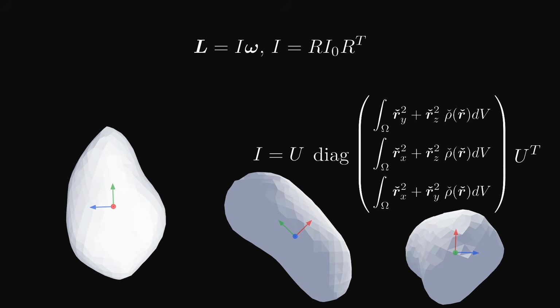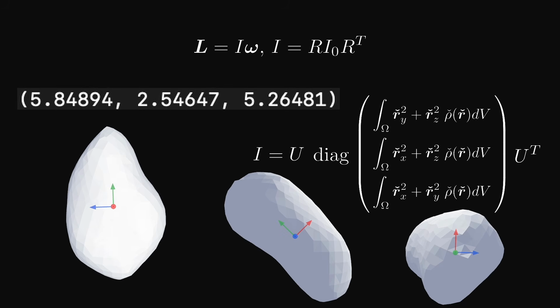The smallest distribution can be seen for the y-axis and the largest one for the x-axis. The z-axis is in between. The actual inertia values confirm our hypothesis. X is the largest, then z, then y.